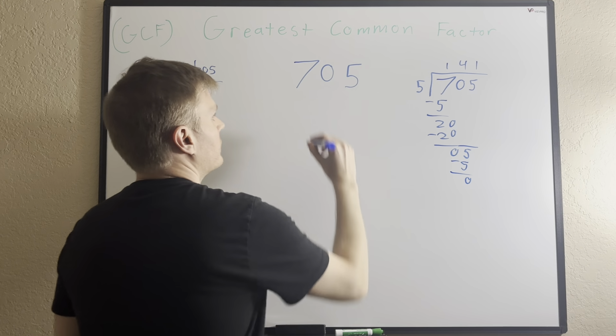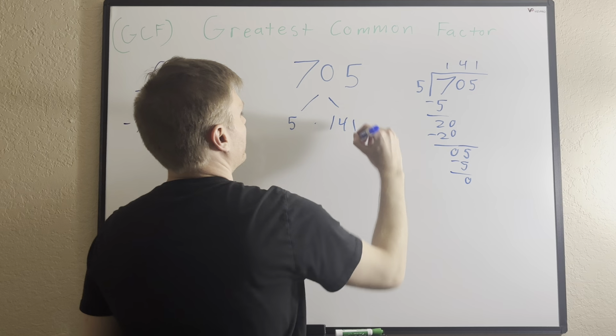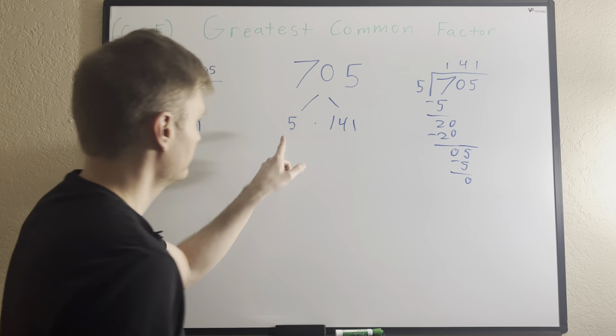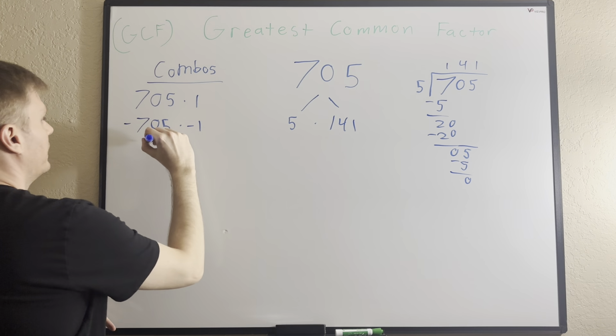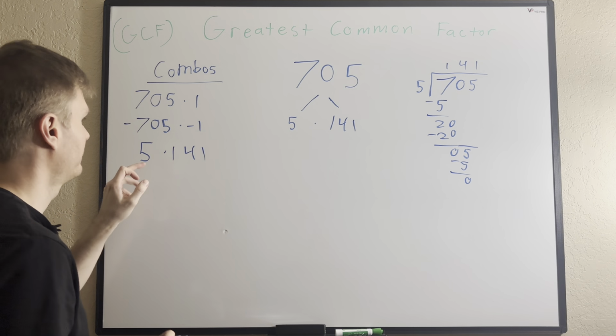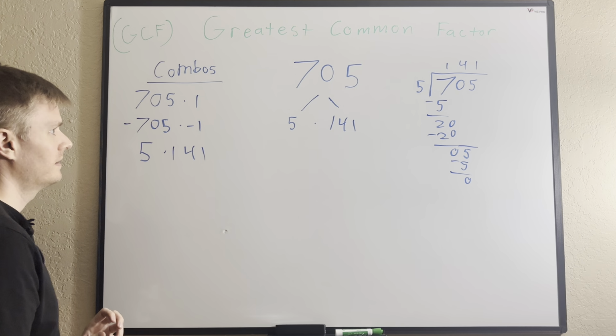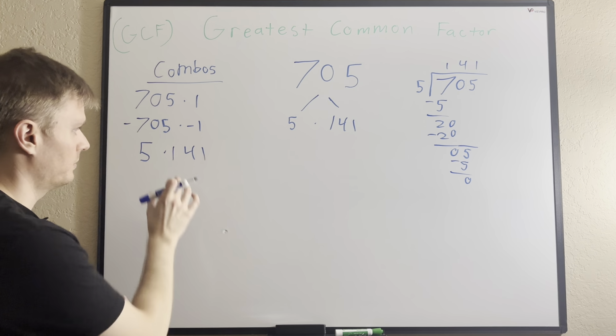Good. So 5 times 141. There's another combo. 5 times 141. And of course, negative 5 and negative 141. But I'm not going to write that one down too. I mean, I'd run out of room here.